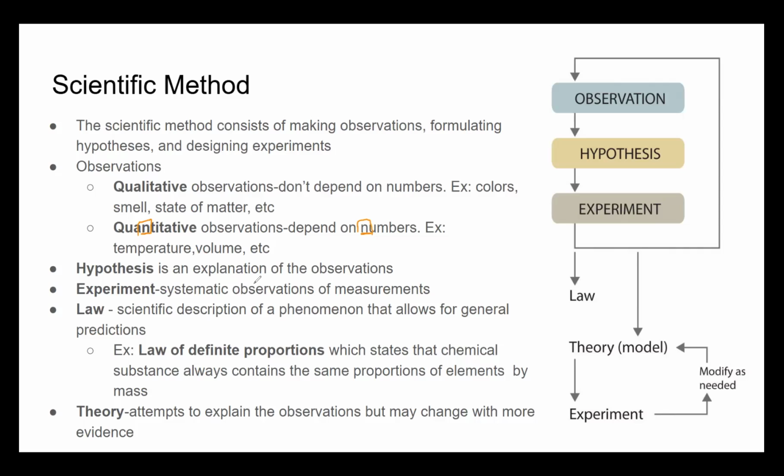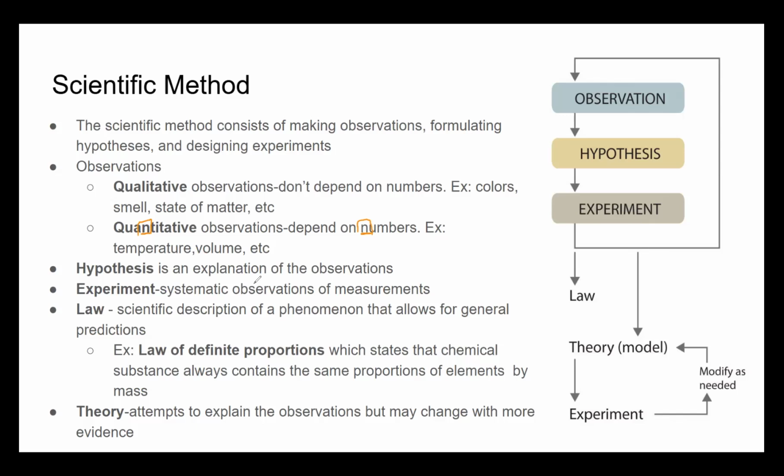Your hypothesis is just an explanation of the observations. You don't have any proof for it. You are just trying to make sense of what you've observed. Then you actually experiment. You take the systematic observations of measurements as you test for your hypothesis to see if you are correct. A law is a scientific description of a phenomena that allows for general predictions.